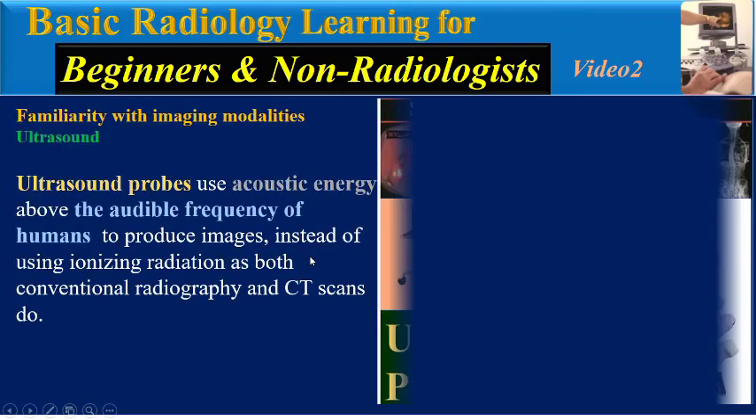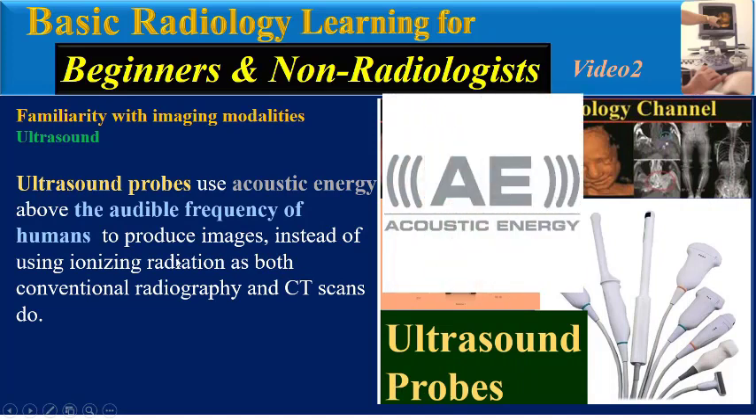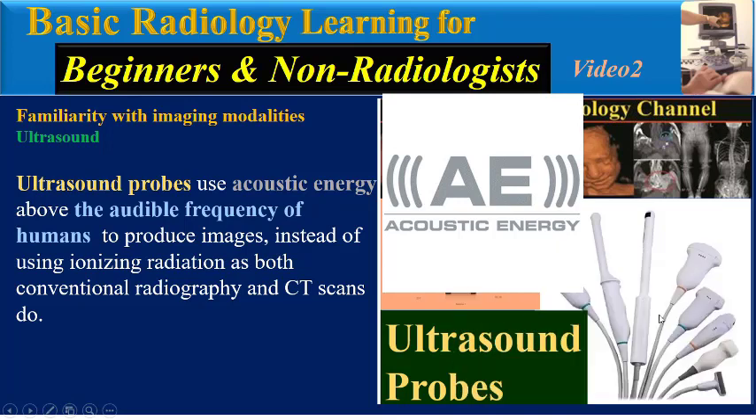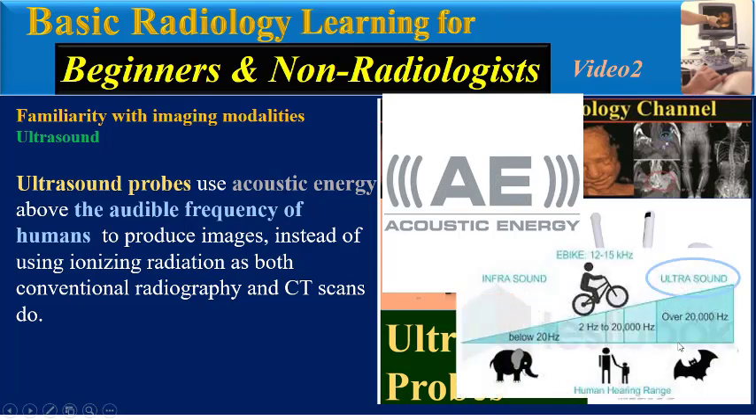Ultrasound probes use acoustic energy above the audible frequency of humans to produce images. The audible frequency of humans is between 20 and 20,000 Hz, and ultrasound probes produce waves over 20,000 Hz. They produce these waves instead of using ionizing radiation as both conventional radiography and CT scans do, as was explained in video part 1.